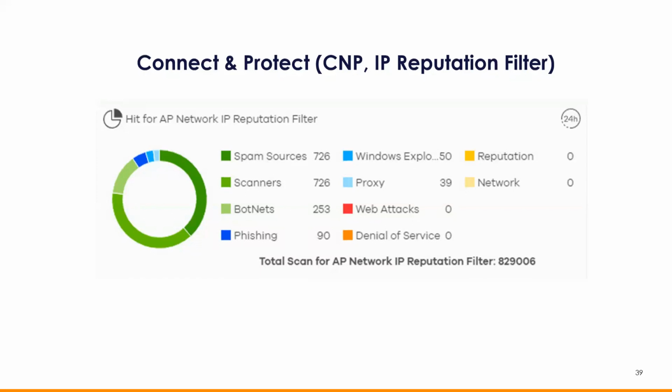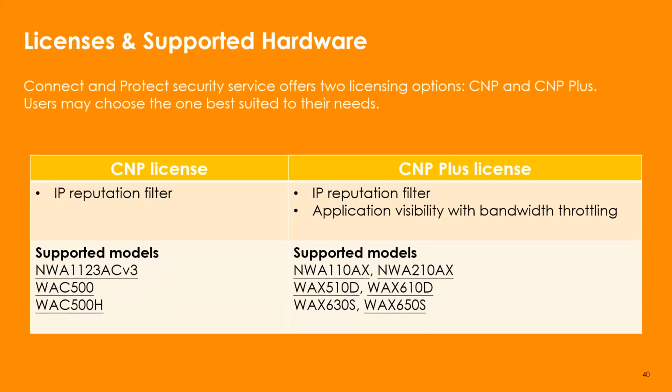Now, this license is a little bit different than our Plus and Pro licenses. This is a license for your AP, and you can enable this on a per AP basis. So you may have 10 APs, but you only want this on 2. You can do that. And the difference between CNP and CNP Plus is that CNP Plus, in addition to giving you that sort of UTM Lite security features, also gives you application-based bandwidth throttling. So you can throttle the bandwidth for certain applications for your wireless users when using it.